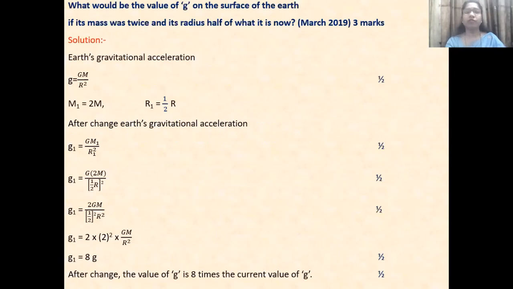What would be the value of g if its mass was twice and its radius was half of what it is now? This occurred in March 2019 for 3 marks. Here again, you have to take Earth's gravitational acceleration formula, g is equal to GM upon r square, where M1 is twice M and r1 is half of r. So when you substitute the values, towards the end you get g1 is equal to 8g.